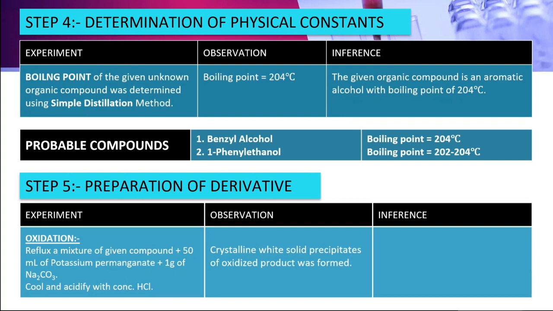Here we reflux a mixture of 1 ml of aromatic alcohol, 1 gram of solid potassium permanganate, 0.5 gram of sodium carbonate, and 20 ml of water in a 50 ml round bottom flask. We heat the contents directly on a wire gauze for 30 to 35 minutes, cool, and add saturated solution of sodium bisulfite. We filter and add concentrated HCl till acidic and filter the precipitate of acid. Here our observation is a crystalline white solid precipitate of the oxidized product.